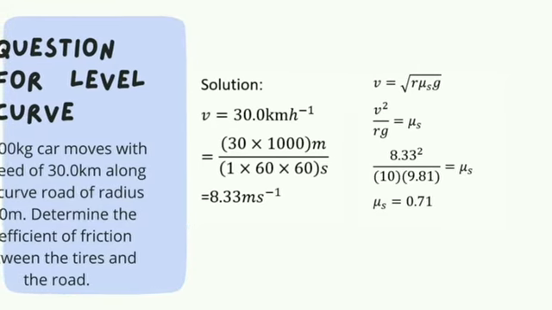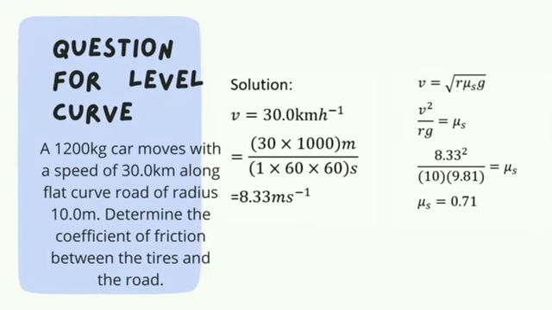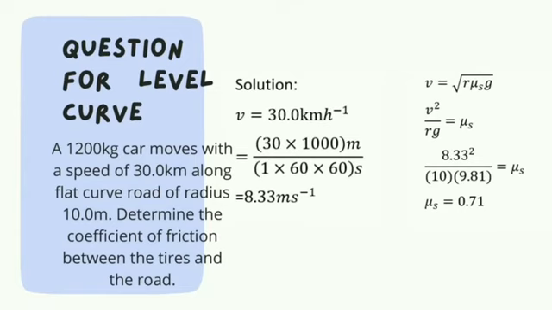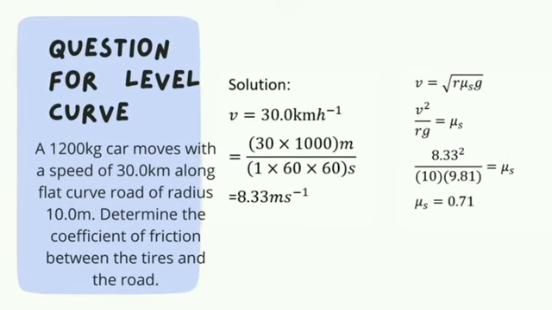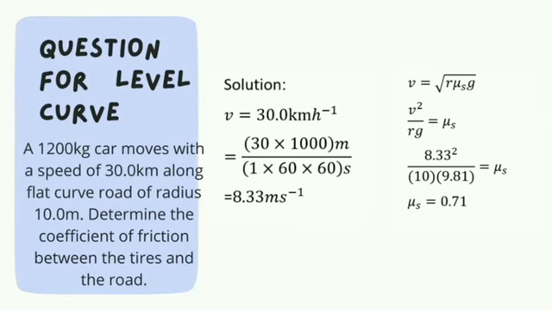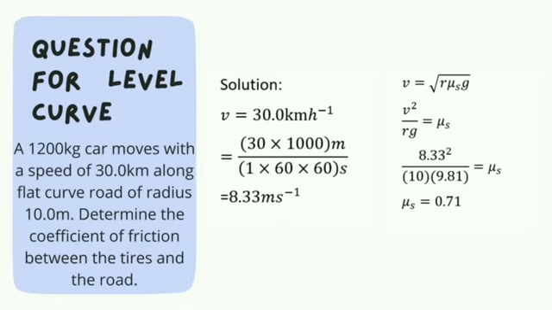Question for level curve. Given the velocity of the car is in km per hour, so we need to change it into meters per second. So we get 8.33 meters per second. Then we just substitute the values into the equation. Solve for mu s, and the answer is 0.71.